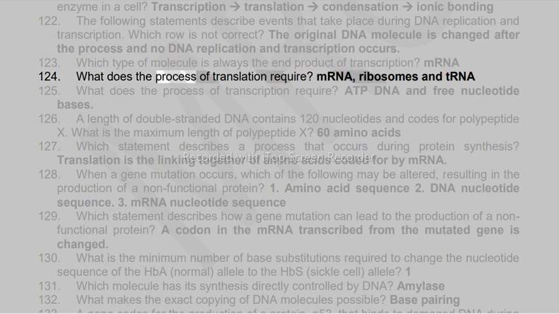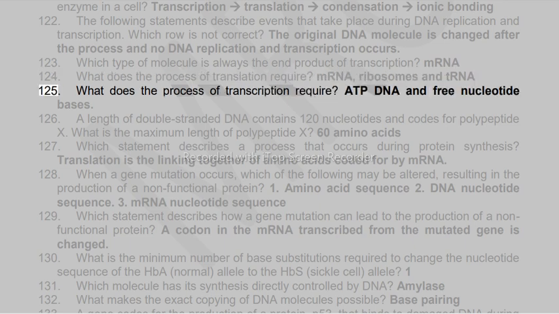124. What does the process of translation require? mRNA, ribosomes and tRNA. 125. What does the process of transcription require? ATP, DNA and free nucleotide bases.